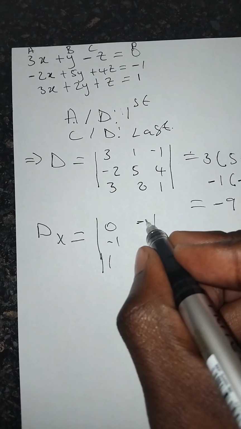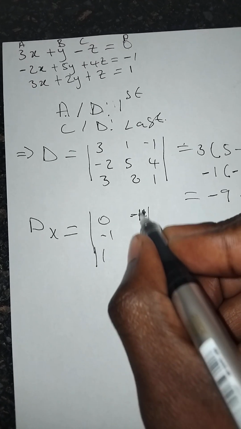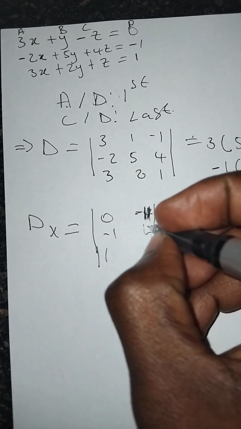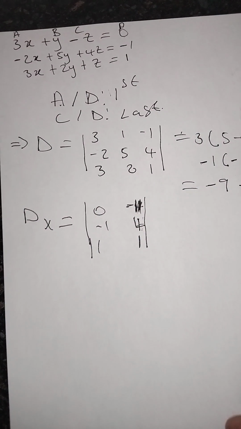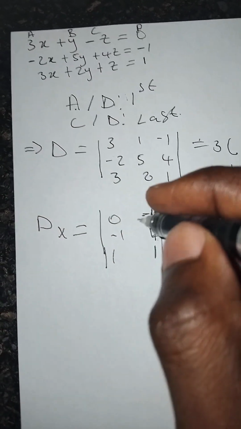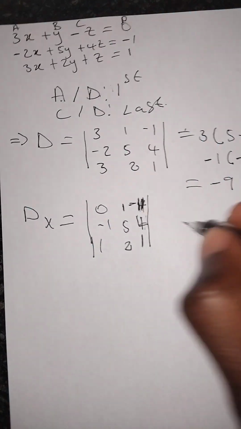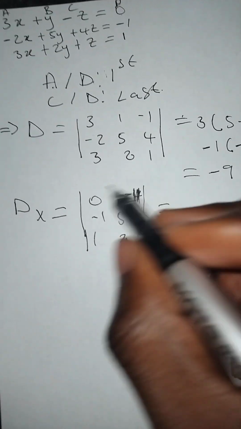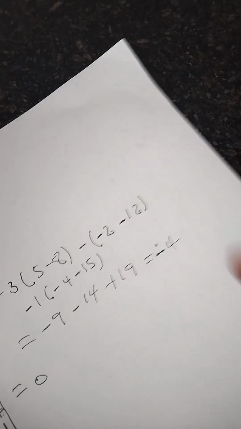Okay, so minus 1, 4, 1, just like that. So in the middle row, we are going to have 1, 5, 2, just like that. So I can use this one to find the determinant. So it's going to be 0 by anything, still going to be 0.